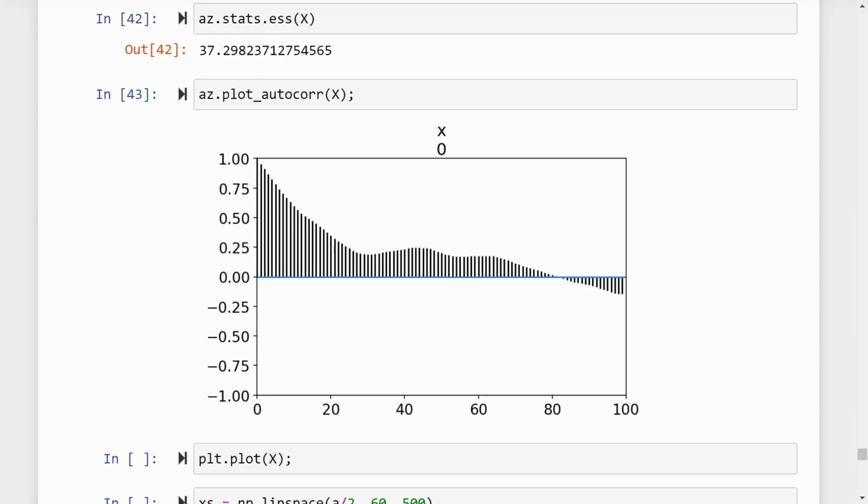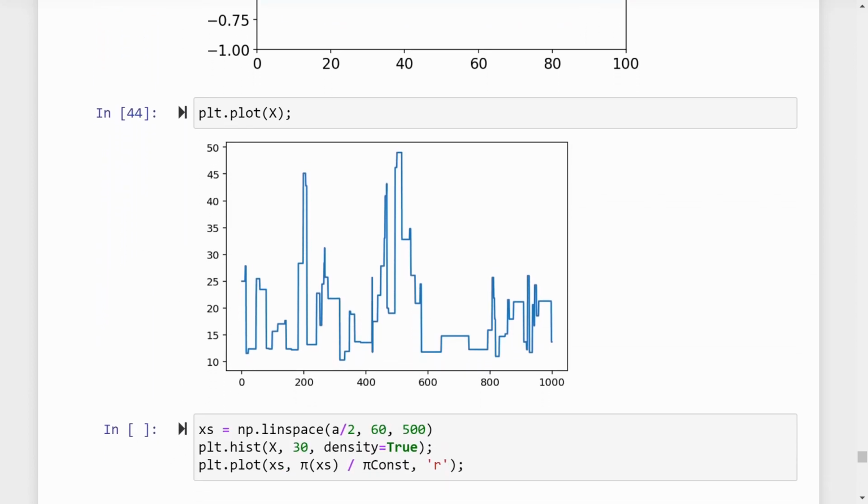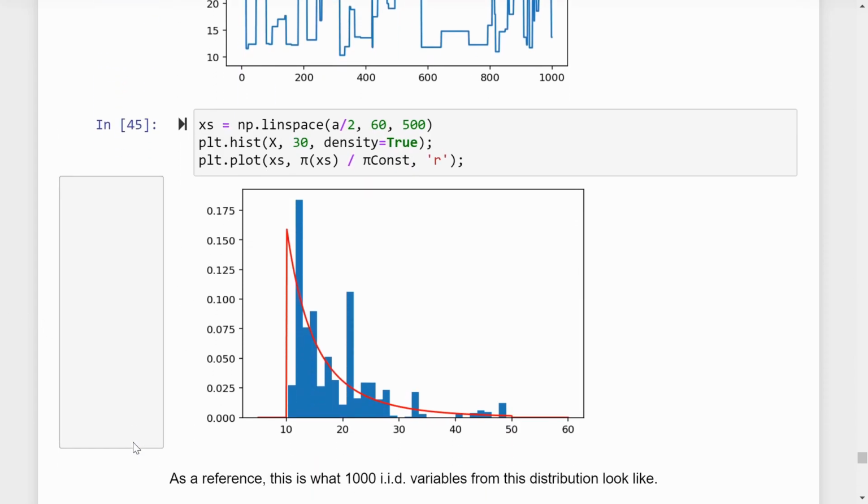The autocorrelation has also increased. Even though each proposal is very far away from the original position, the fact that the chain almost always rejects proposals and stays in the same position increases the autocorrelation values. The trace plot now has long, flat sections. And the histogram is a mess.